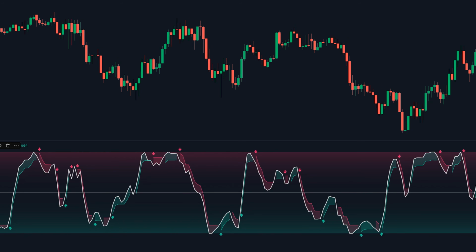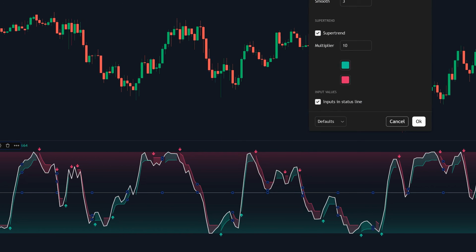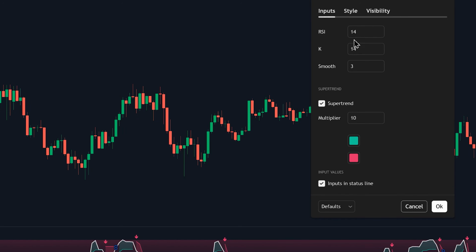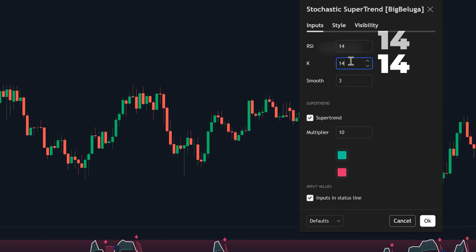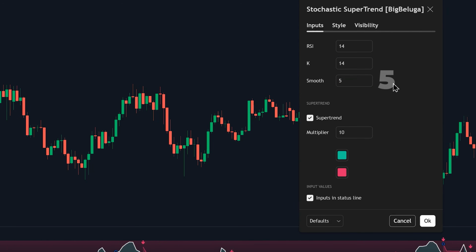Next, if we go into the settings of the indicator, let's take a look at the inputs. Here you can change the RSI and K period lengths, but I'm going to leave them at the default of 14. Then there's the smooth setting. By default, this was set at 3, but I want you to change it to 5, which is a little change I like to make. The multiplier is set to 10, which controls the sensitivity of the SuperTrend bands. Then you have the options to change the colors for bullish and bearish momentum.